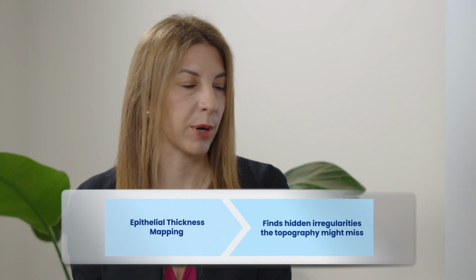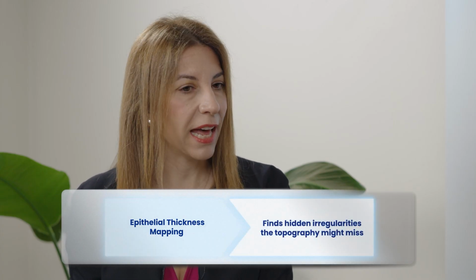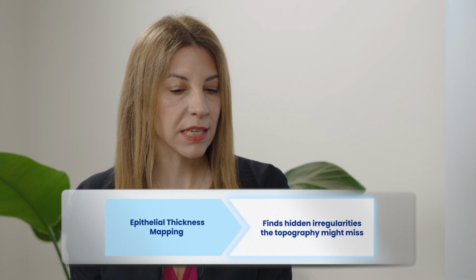I do rely a lot on topography, so I like to have a regular map, and if I have 2 visits on the same patient, I always make sure that that map hasn't changed. And I have available in my practice epithelial thickness mapping, so I also like to look at that. And actually, if I see an irregularity in that map, I will go back and re-examine the patient if I haven't noticed something, just to make sure I understand why it is irregular.